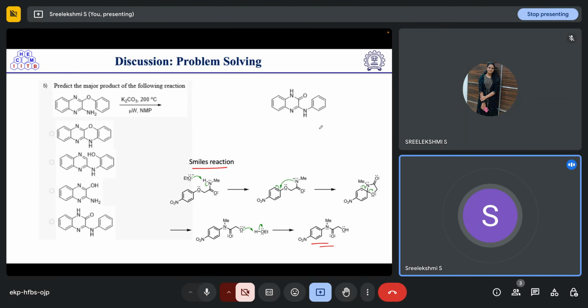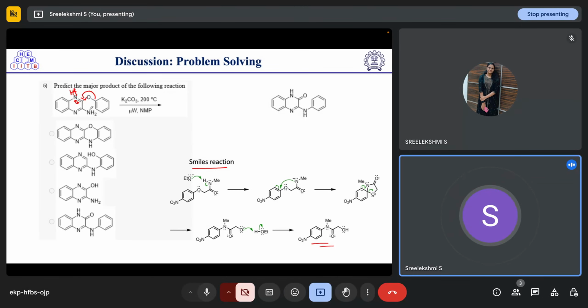So here basically this aromatic substitution is happening intramolecularly between this amino group and then this benzene ring, and this bond is shifting over here, and this is shifting over here, and this will take up one proton from the reaction medium.